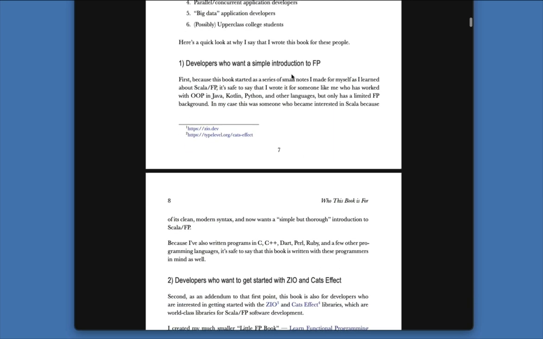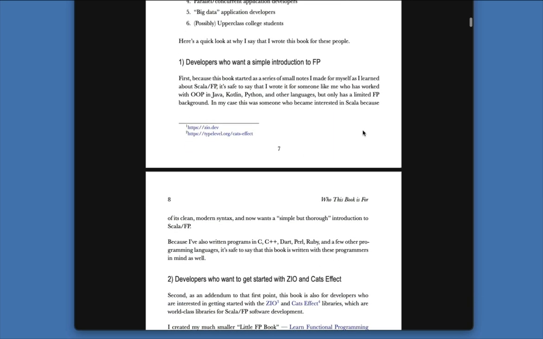The first one here is developers who want a simple introduction to functional programming. So I wrote this book because I was just learning functional programming myself at the time. So I kept a lot of notes as I was going through that learning process. Back during the time when I wrote the first edition of this book, 2015 through 2017, there weren't any really great learning resources out there. So I just kept all these notes, and then all of those notes became this book, especially once I got to the end and I realized what I was doing. Then I was able to come back and reorder those notes and put an emphasis on what was important, and of course, less emphasis on the things that weren't that important.